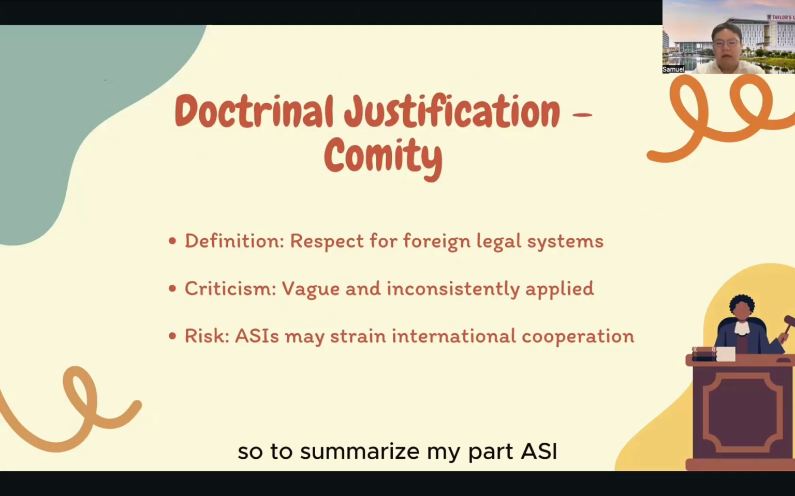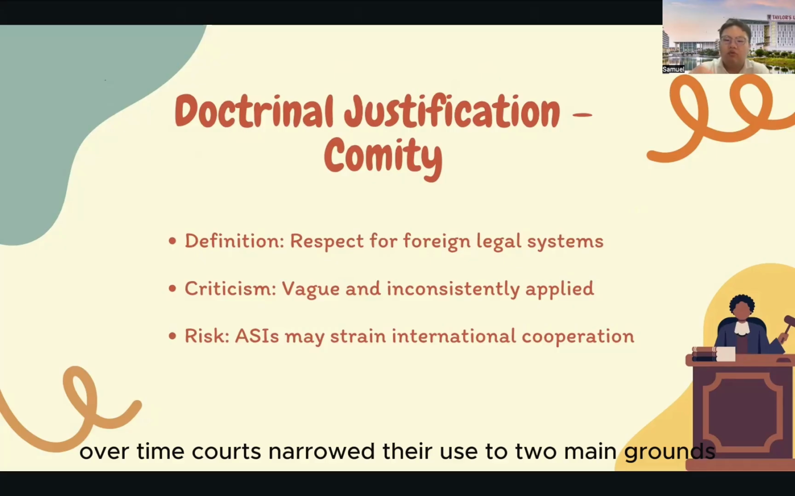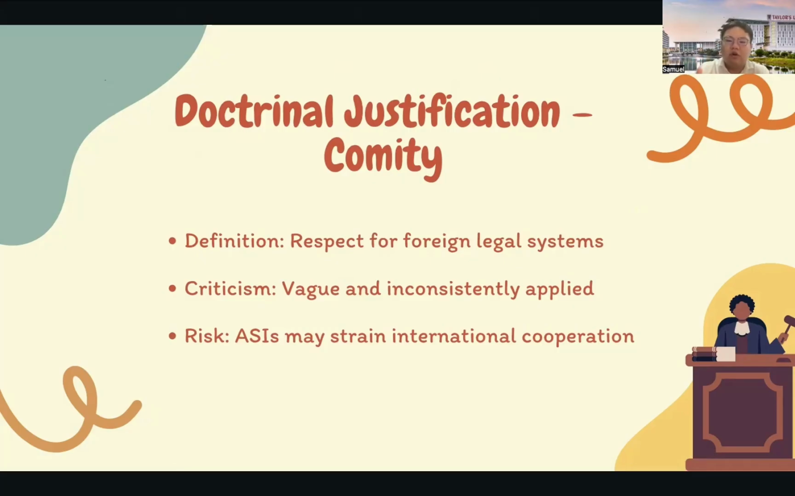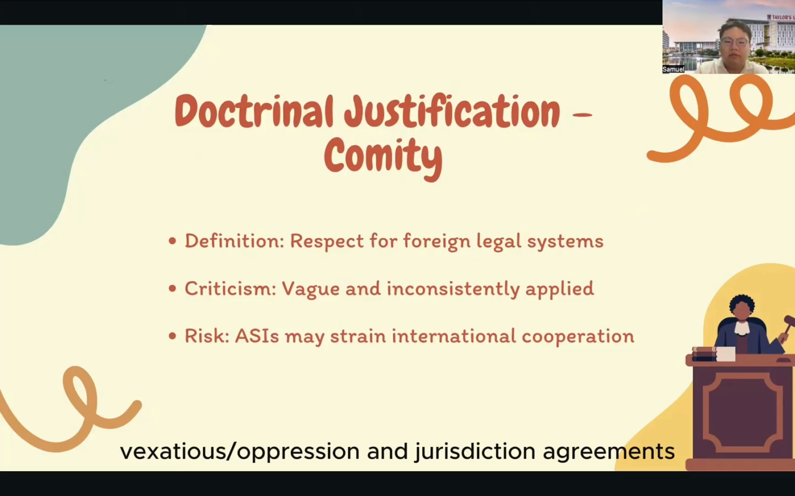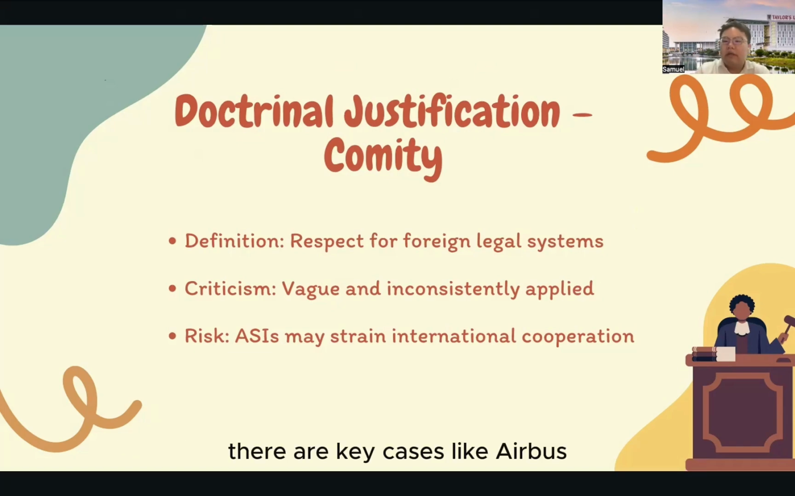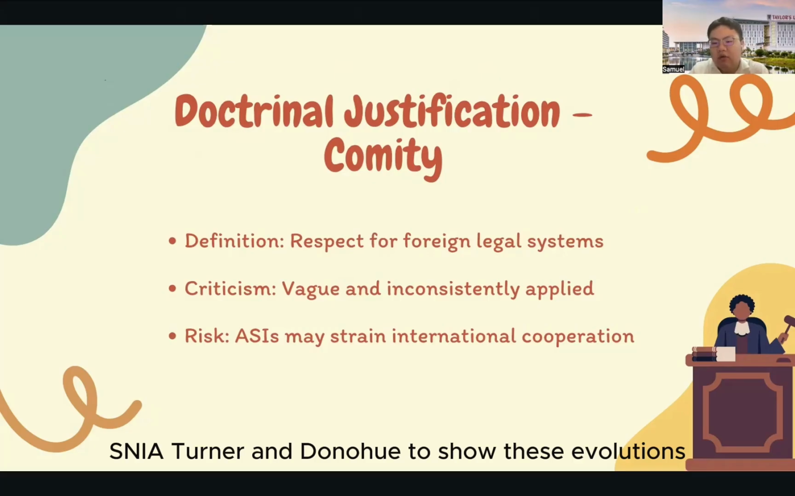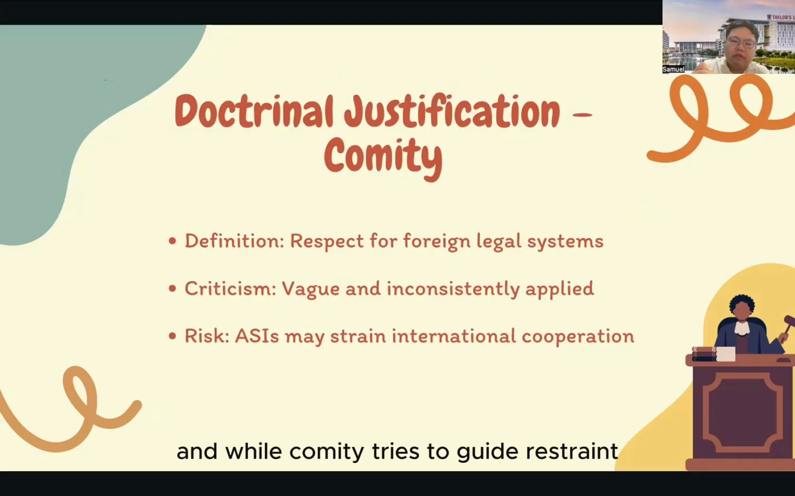So to summarize my part, ASIs started as equitable remedies to stop unfair or abusive litigation. Over time, courts narrowed their use to two main grounds: vexation and oppression, and jurisdiction agreements. There are key cases like Airbus, SNIA, Turner, and Donohue to show these evolutions. And while comity tries to guide restraint, it is a weak doctrinal anchor.